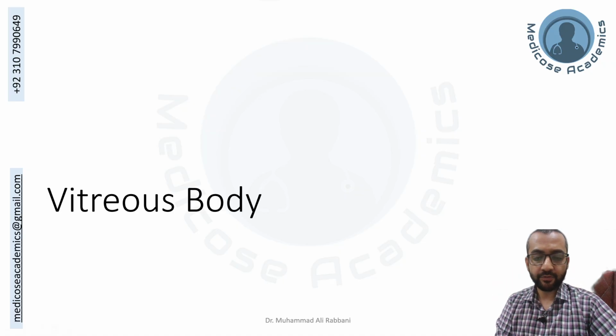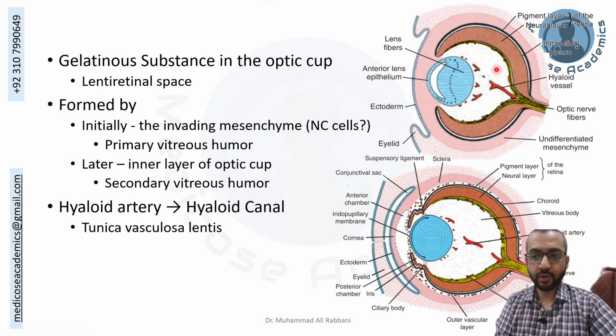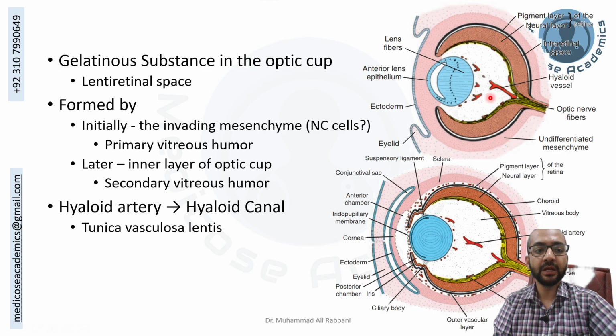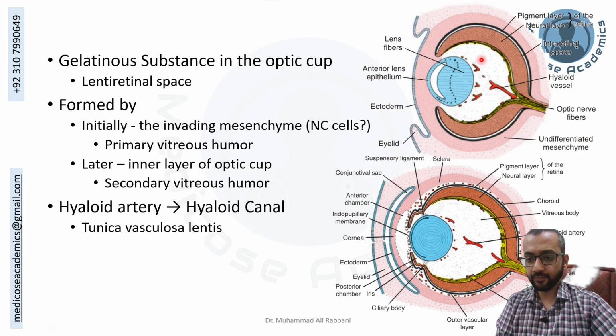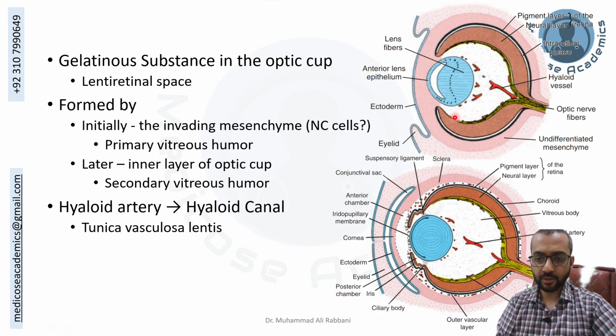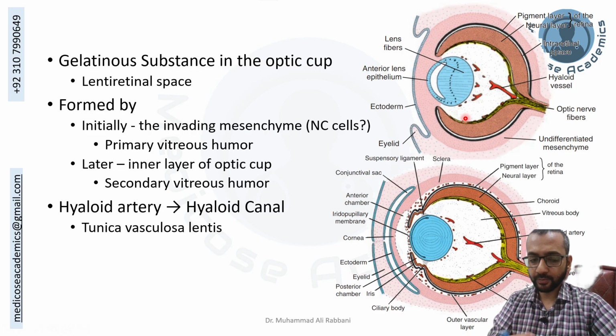Then we're left with the vitreous body, the central part. So this whole empty place of retina in the optic cup was called the lentiretinal space. Lenti for lens, retinal for retina. This space is invaded by mesenchyme containing both neural crest and mesodermal cells, and the cells from there make up the primitive vitreous humor.